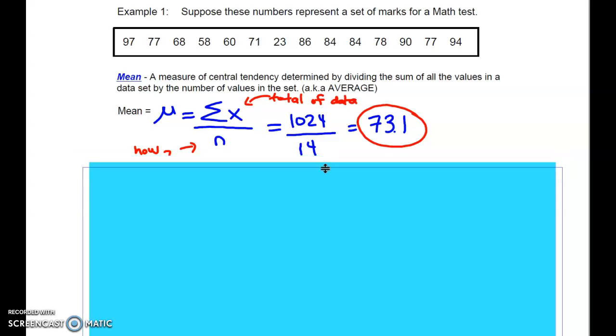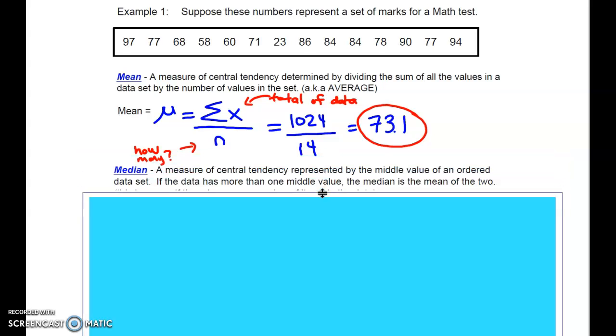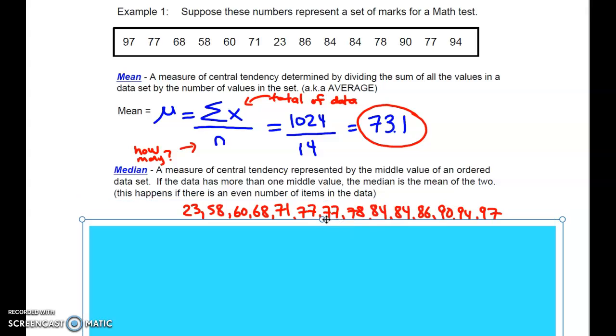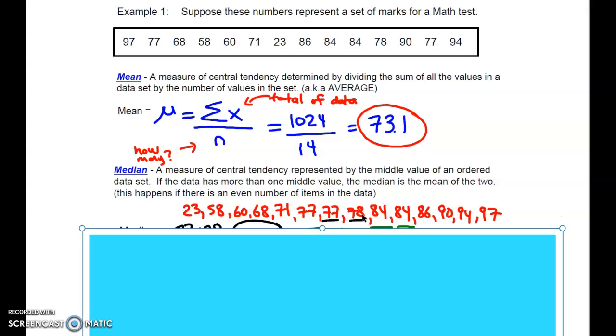Then the next thing we can calculate is the median. This is a measure of central tendency represented by the middle value of an ordered data set. If the data has more than one middle value, the median is the mean of the two. This happens if there's an even number of items in our data. At this time, it's really important that you write out the numbers in order from least to greatest, because for the median we need to know the middle number. So you write them all out least to greatest.